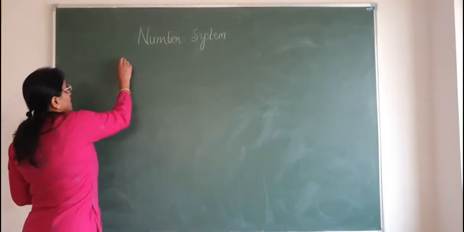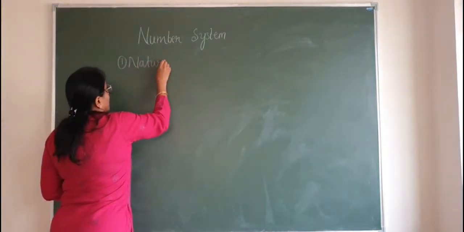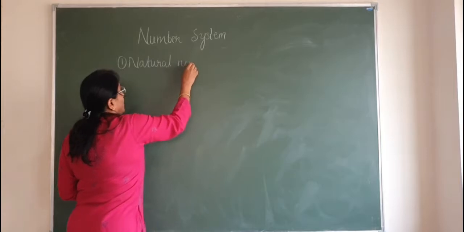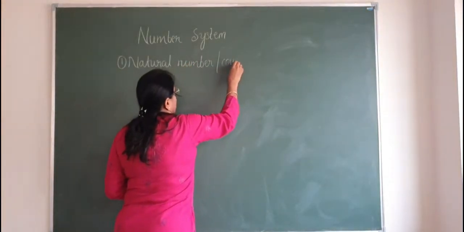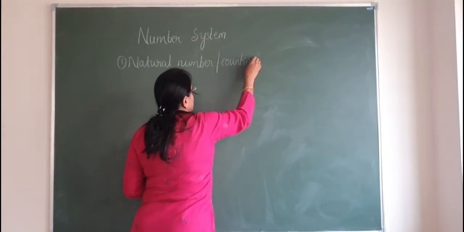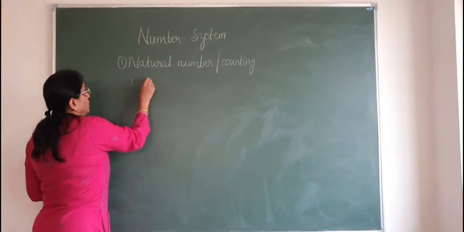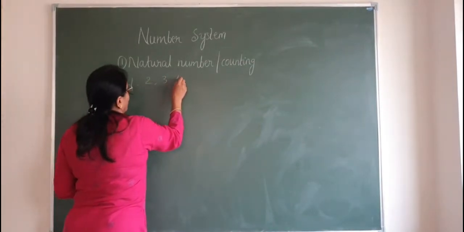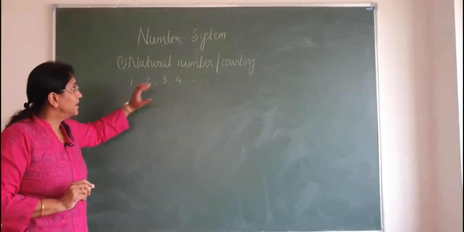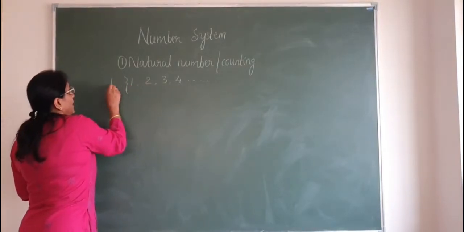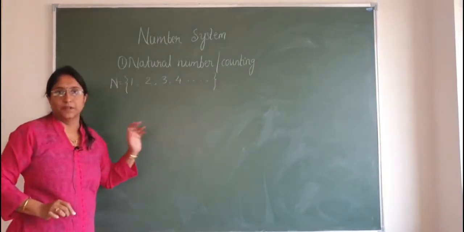First one is natural numbers. It is also called counting numbers. These numbers are used to count, like 1, 2, 3, 4 and so on. These are called natural numbers. This set we denote by N. This is the smallest set of numbers.